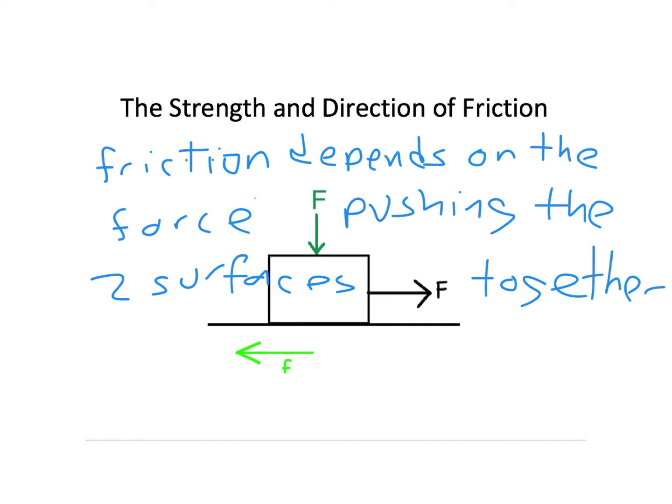So normally, if this box is just sitting here, what's pushing the box into the ground is just its weight. And so the friction is going to depend on how heavy the box is. But if I come and push down from the top, just like in the previous example where the bathroom scale went up, the amount of friction is going to go up as well, because friction depends on how hard the surfaces are being pressed together. That's one of the two things that matters for friction.